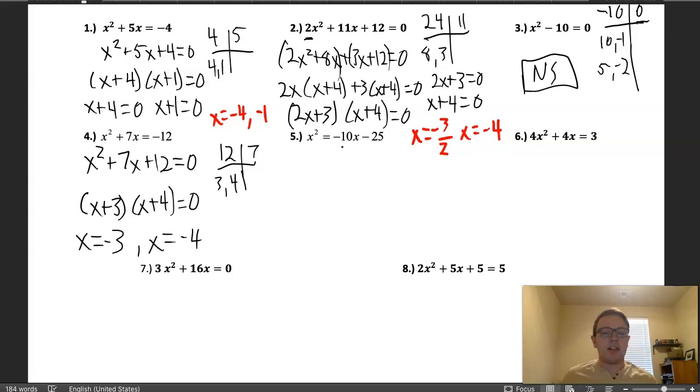Let's keep going. There's two ways you can do problem 5. You can bring the x squared over to the right side, or you can bring everything over to the left side. Either way, tell me what our solution is.